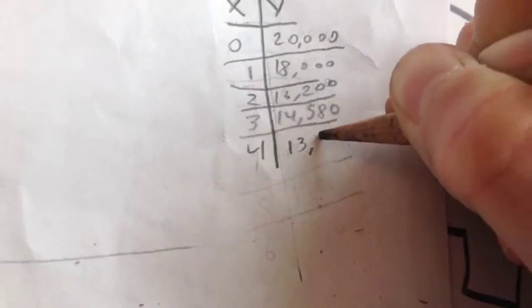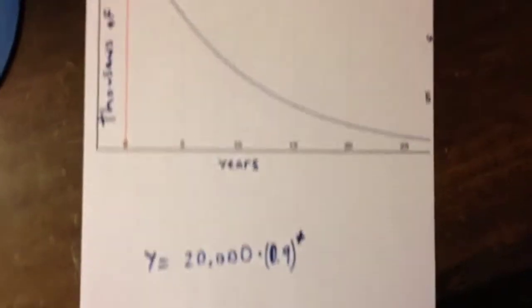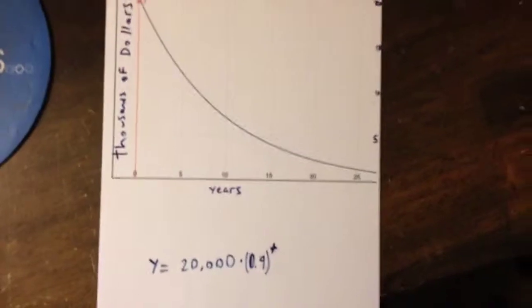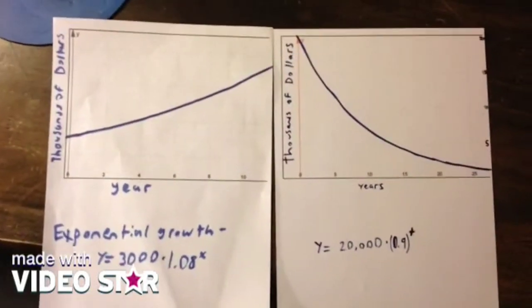Now all we have to do is make an X and Y table and graph it. $20,000. Then we have it decreased by 10%. And we now have $18,000, and we have $16,200, etc., etc. And now we can graph it, and it looks like this. Okay. And that's what exponential growth and decay is.